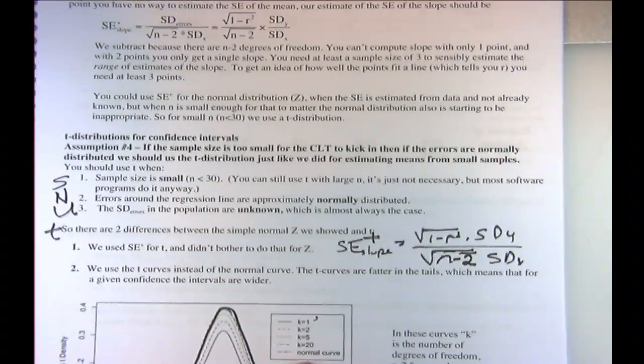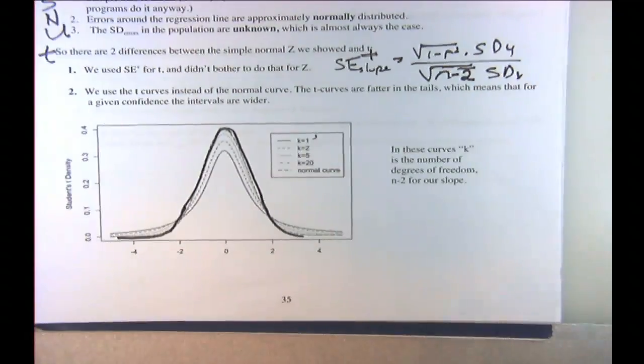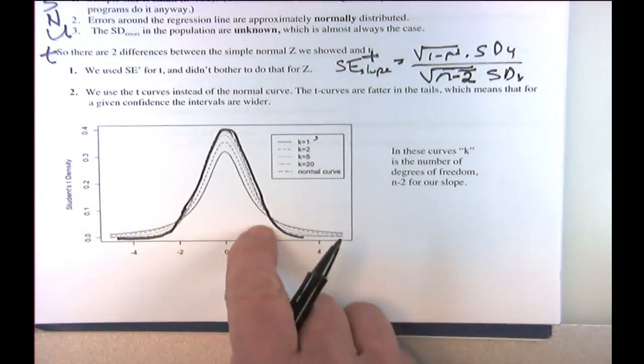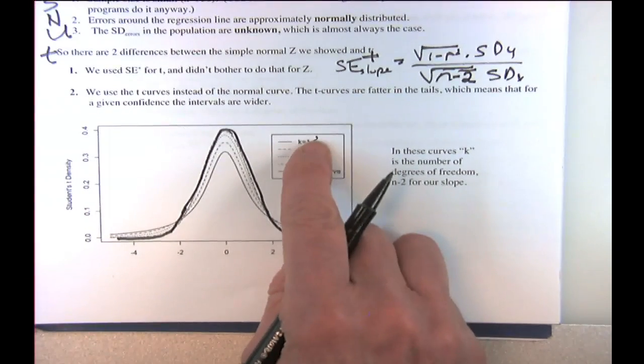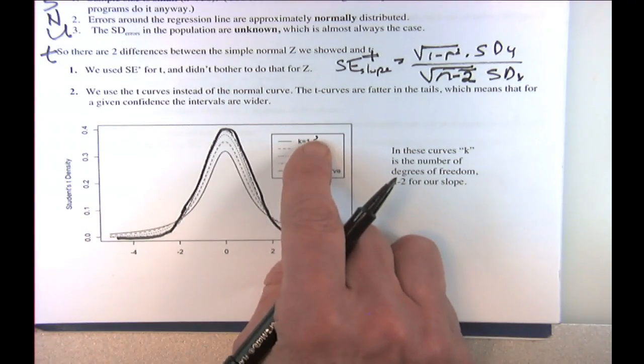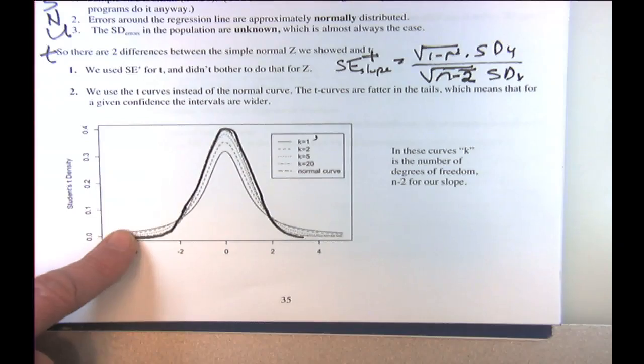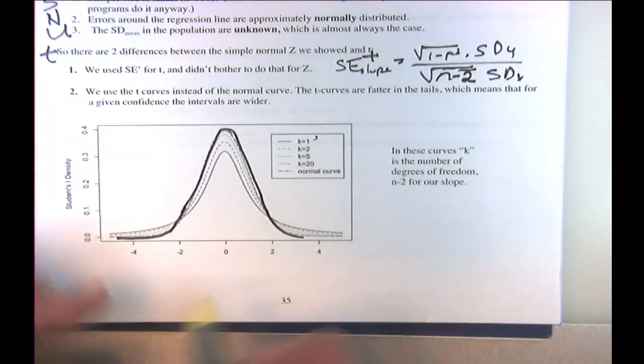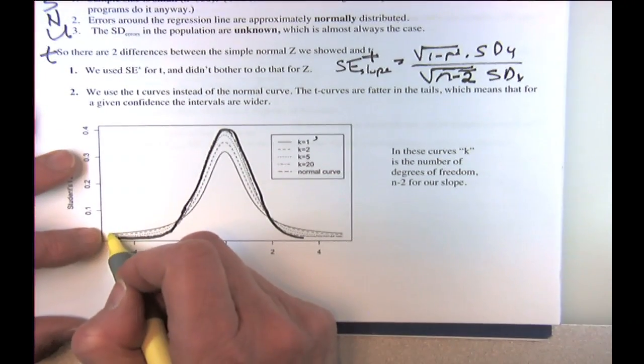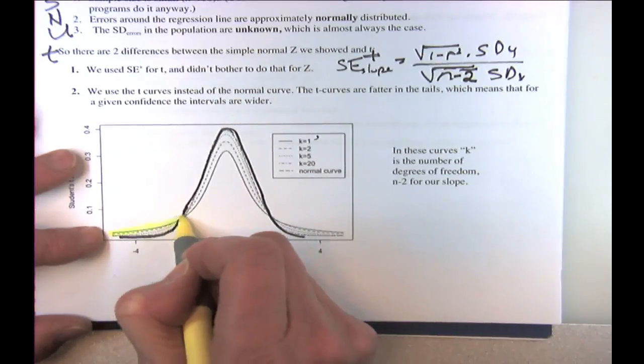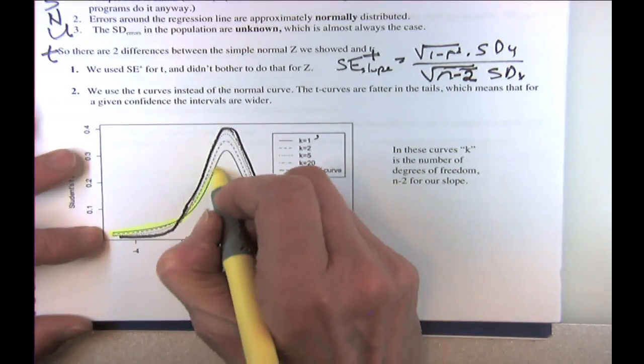So what are all these here? Oh, sorry again. That's our normal curve. Now, k equals 1 means k degrees of freedom. So you have a sample size of 3. This is what the sampling distribution looks like when you have only 3 points.